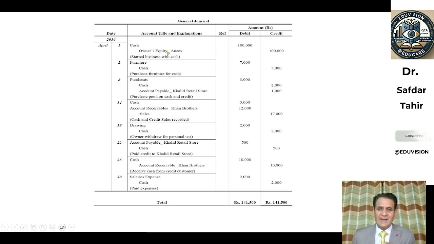The second column is the cash. This is the account title and explanation. Here is the cash account, and then the second account which is credited, that is the owner equity account, and then there is a brief explanation. In this way you can easily understand and easily learn how to debit and how to credit. Certainly, we will later follow the rules of debit and credit, but this is just a format you can see in these lectures.